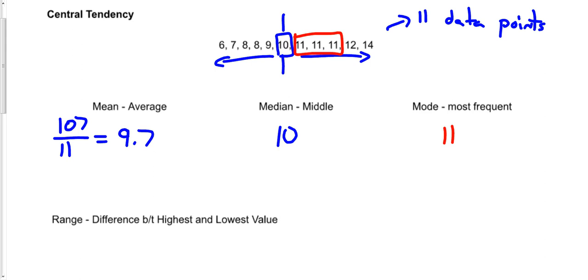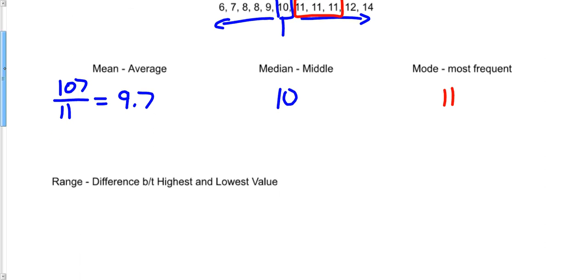The last thing we want to talk about is range. Range is the difference between the highest and the lowest values. So my highest value in this data set is 14. Difference means subtraction, so I'm going to subtract my lowest value. My lowest value here is 6. So 14 minus 6 gives me 8. So my range is going to be 8.